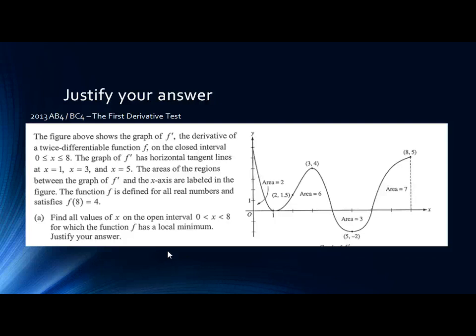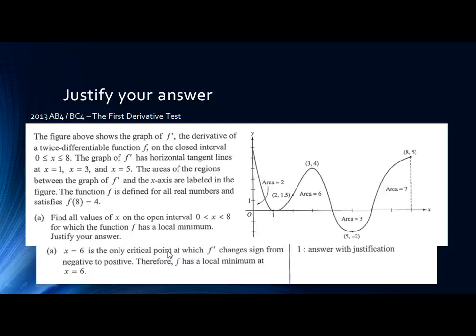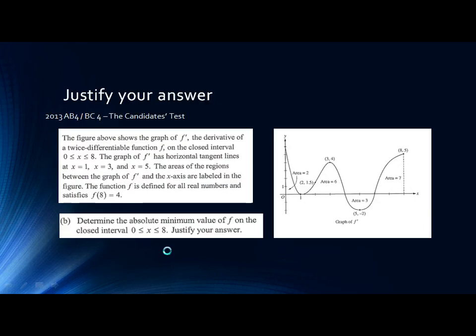There. 6. 1, 2, 3, 4, 5, 6. Yeah. F prime changes. You word it though. Hopefully you can see. Can you word it? At x equals 6 is the only critical point. Say all that, but basically f changes from negative to positive at 6. Local minimum. How would you find the absolute min of f?